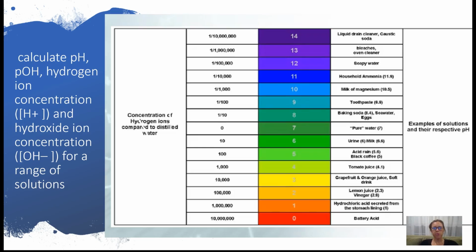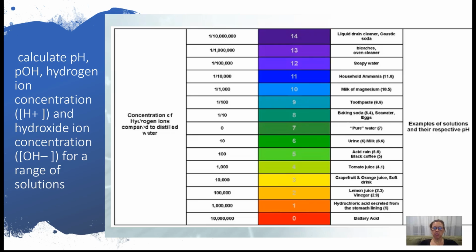Hi and welcome to Module 6, Acid and Base Reactions, and today we are looking at calculating the pH, the pOH, H plus ions and OH ions, or concentration of those ions in solution. So before we start, we'll just recap some of those things we were looking at today.